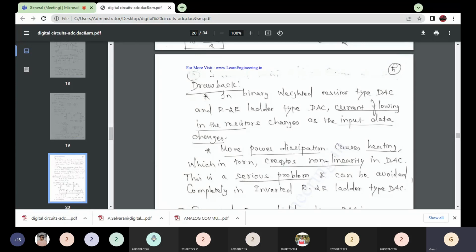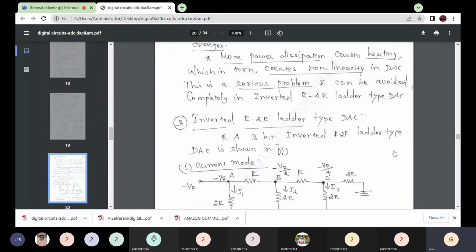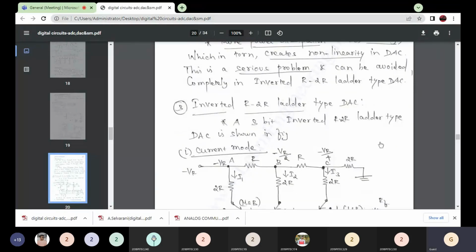Also, the disadvantage is more power dissipation. More power dissipation causes heating, and it also creates non-linearity. Non-linearity is a very big problem, because we cannot get the digital equivalent in analog. It is a very serious problem, so we completely avoid that. We go for the inverted R-2R ladder type digital to analog converter. Next we will see the inverted R-2R ladder type D2A converter.